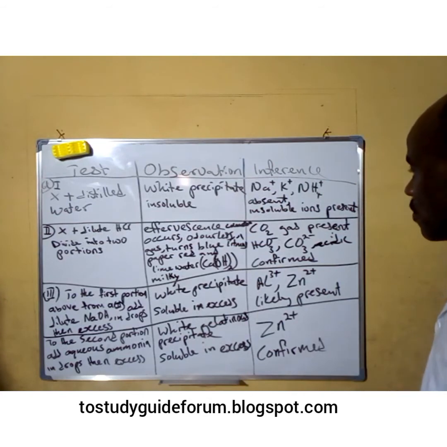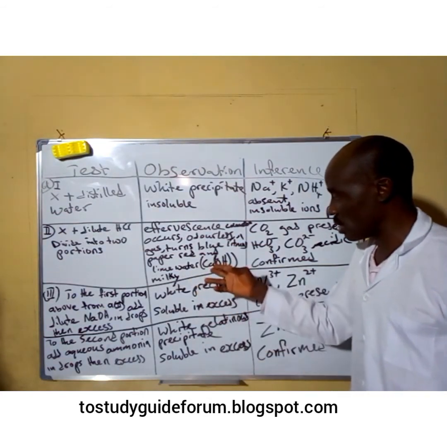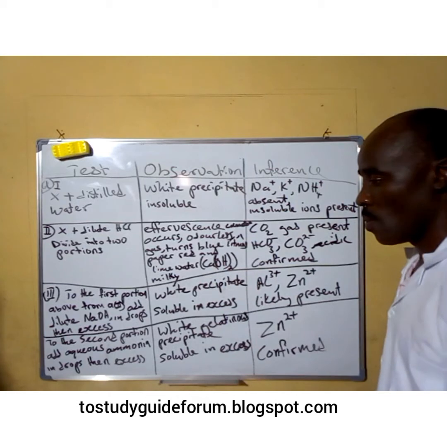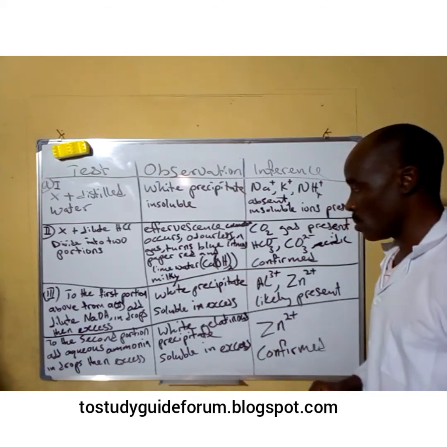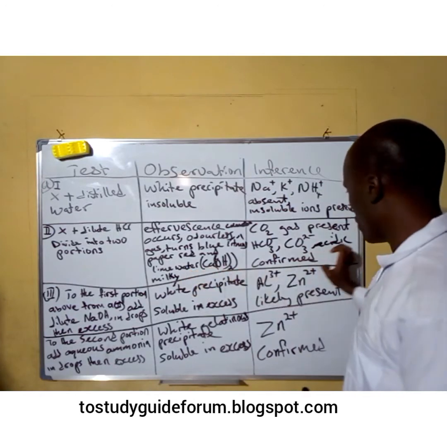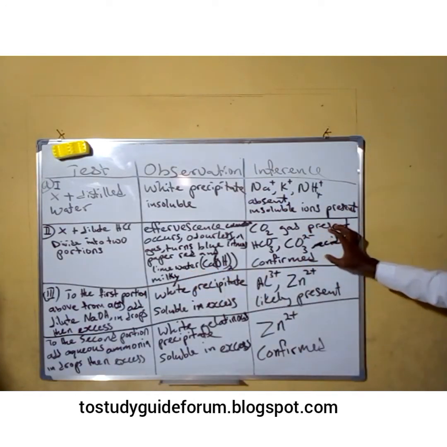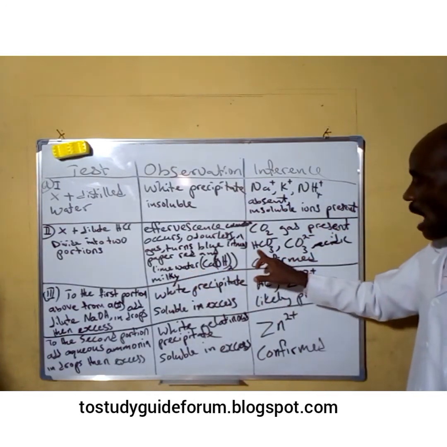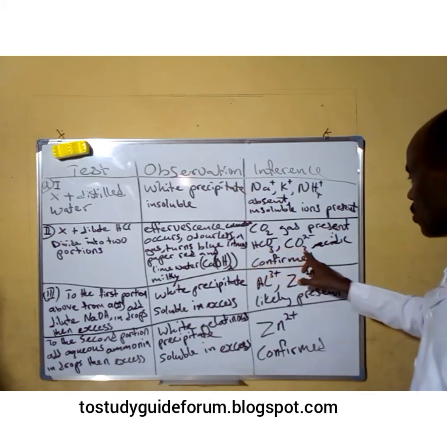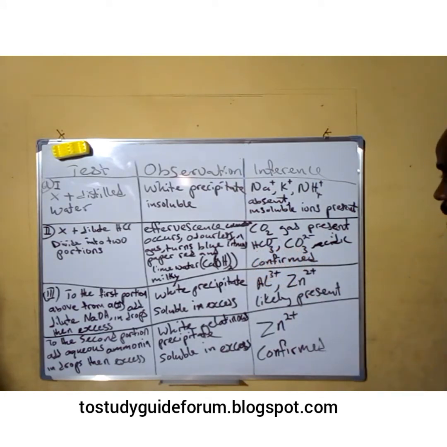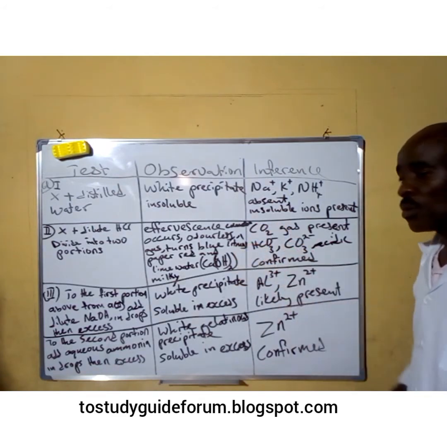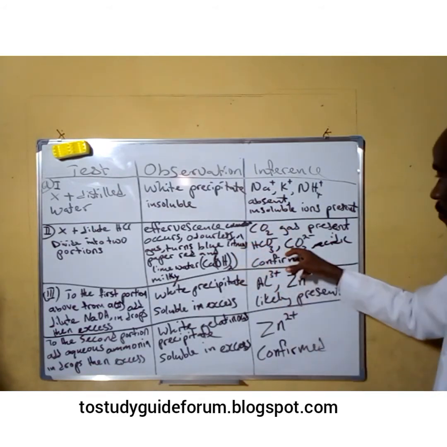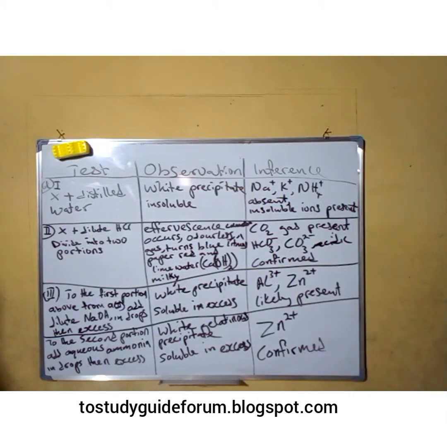Then we have the turning of lime water milky. Lime water is nothing but calcium hydroxide in solution. So it turns lime water milky, making it possible to confirm the hydrogen carbonate ion or trioxocarbonate(IV) ion, because carbon dioxide can only come from these possible ones.